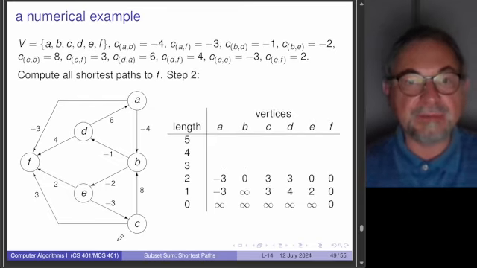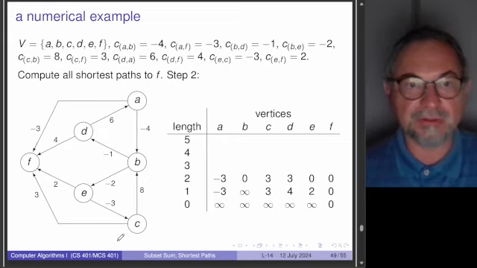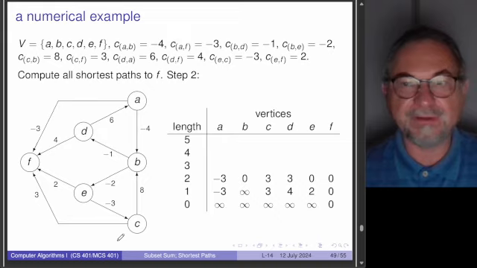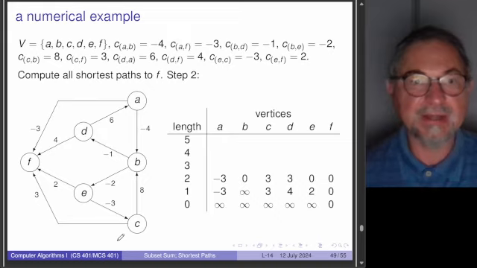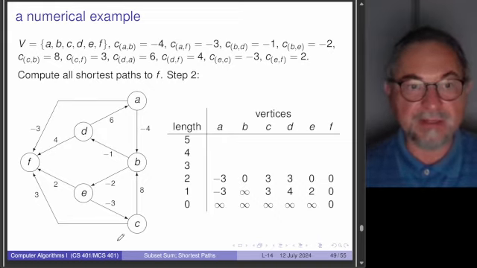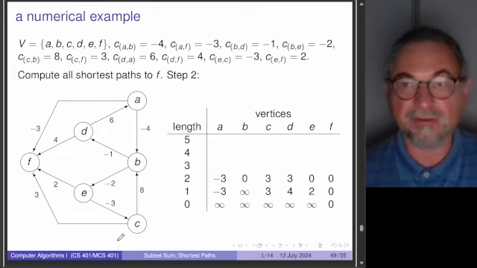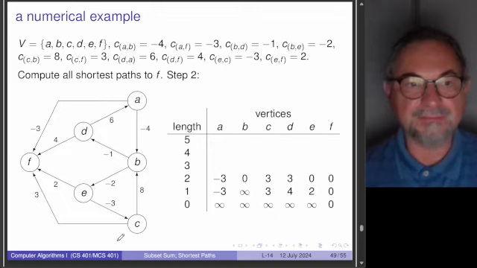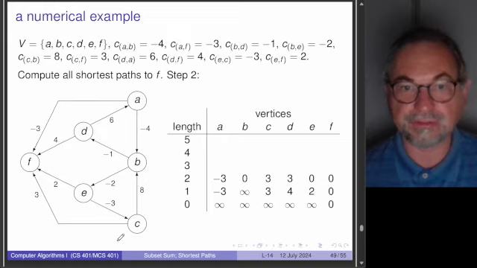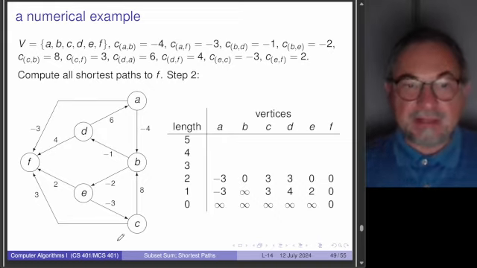Okay, then we apply the rule. So if we have a path of length 2, then there's no way we can improve in vertex A. That's what the application of the formula says. But now for B, you can see that there is a path that goes through E, and has a total cost of 0. For C, there's only one way still how to do this.